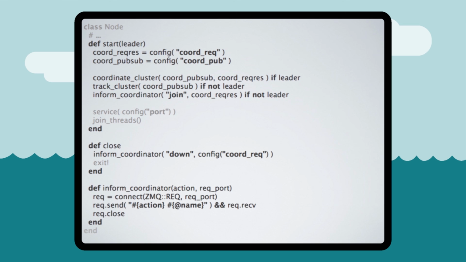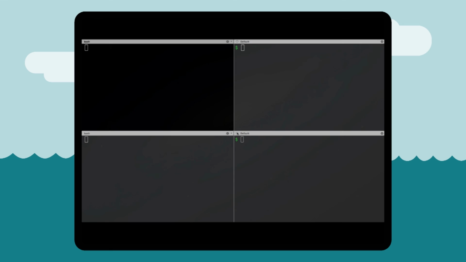And then this is if it's the leader. So we're passing in a Boolean that says if it's the leader, make it the coordinator. If it's not the leader, track the cluster. And if you're not the leader, then you are capable of informing the clusters that you've joined on start. So let's run that.